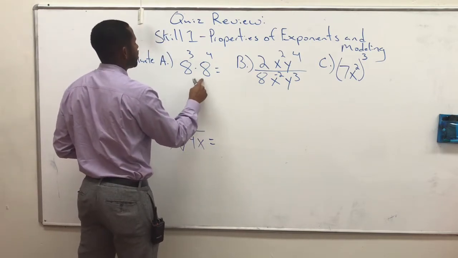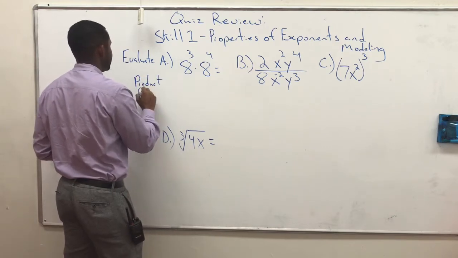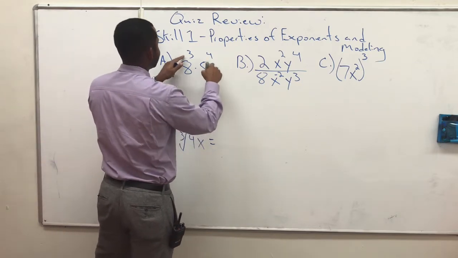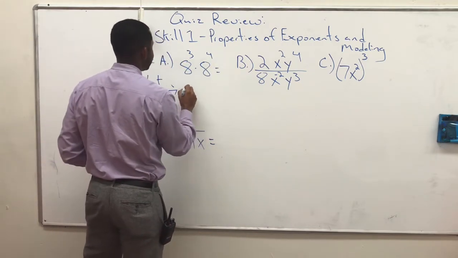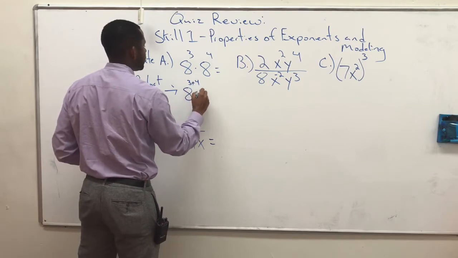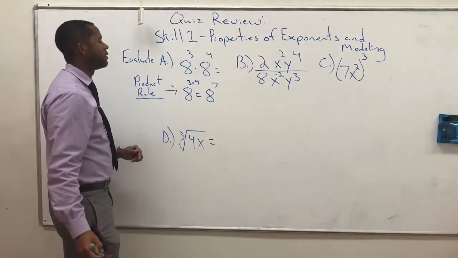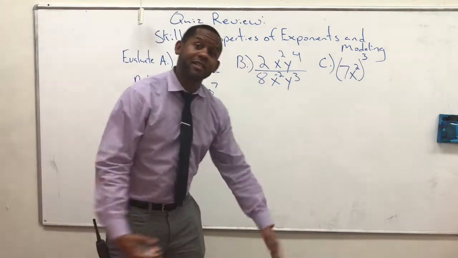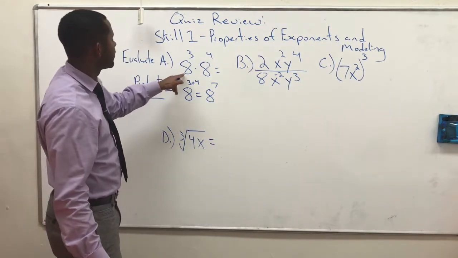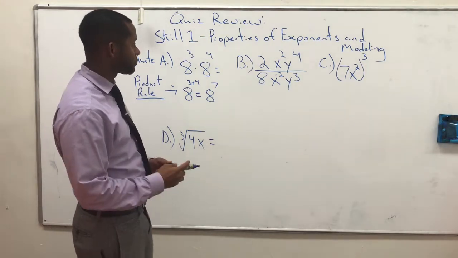What is this? This is the product rule for exponents right here. And this says if the base is the same, they're being multiplied, you're going to add these exponents. So this is 8 to the 3 plus 4, which is ultimately 8 to the 7th power. I'm not going to go through all the details of it, but I'm just reminding you. That's that product rule. Same base, they're being multiplied, you can add the exponents.